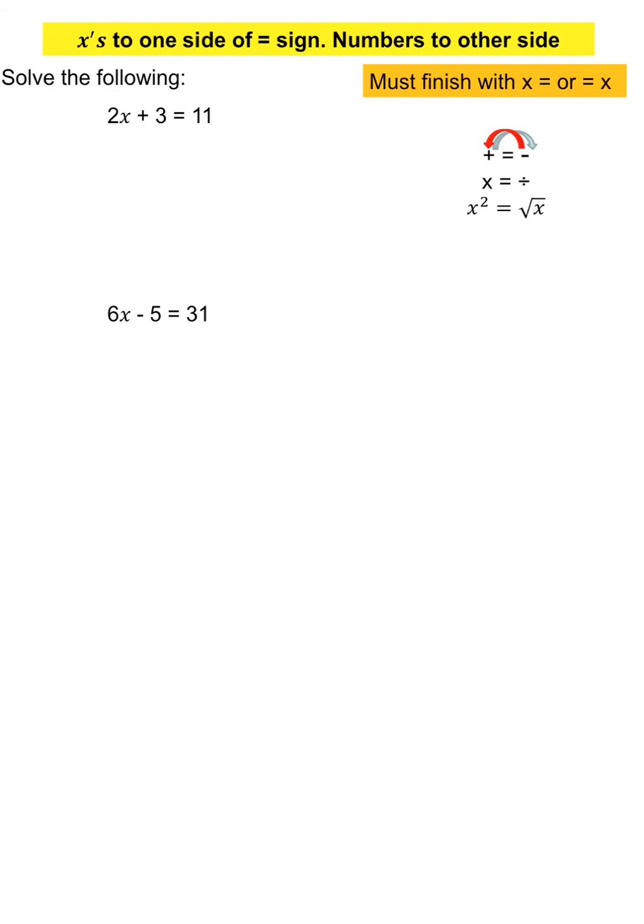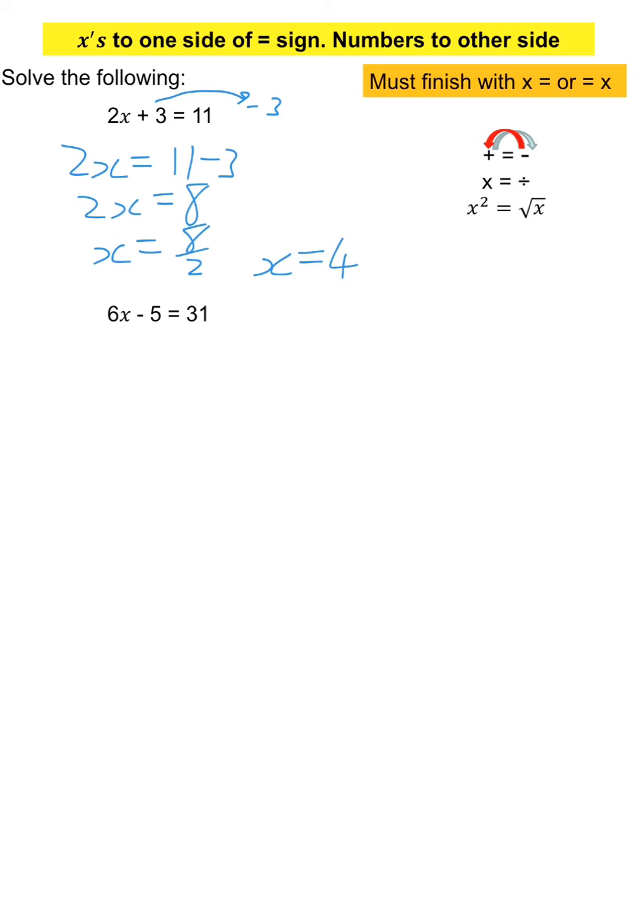In the first one here, we have 2x plus 3 equals 11. We need to have all our x's on one side, the numbers on the other side. So I'm going to bring the plus 3 to the other side, and it will become minus 3. So 2x is equal to 11 minus 3. So 2x is equal to 8. Then you always divide by the number in front of x. So x is equal to 8 over 2. So x equals 4.